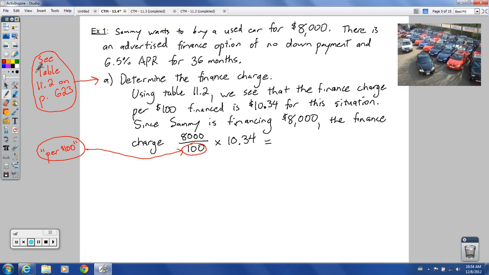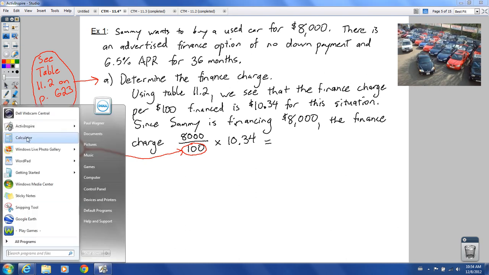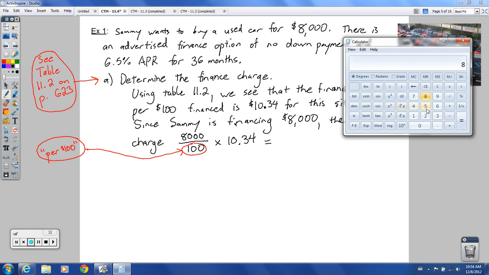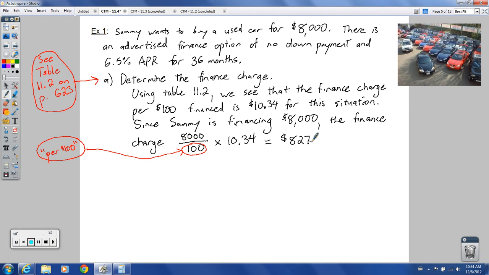So 80 divided by 100 times 10.34, and that's going to give me, so that'll be 80 times 10.34 gives me $827.20. So that's the finance charge. That is our answer here.